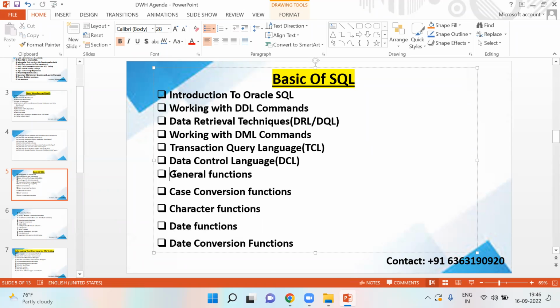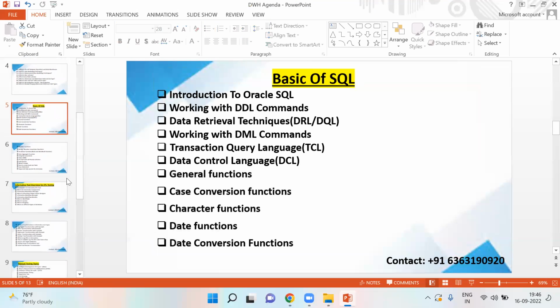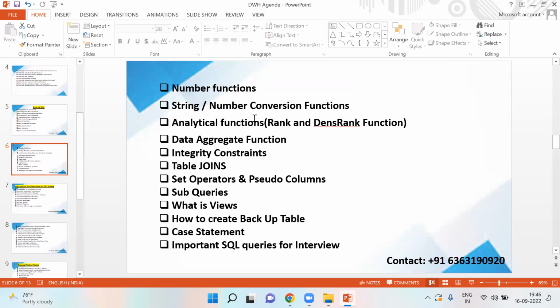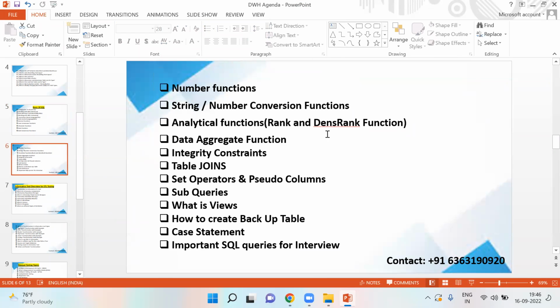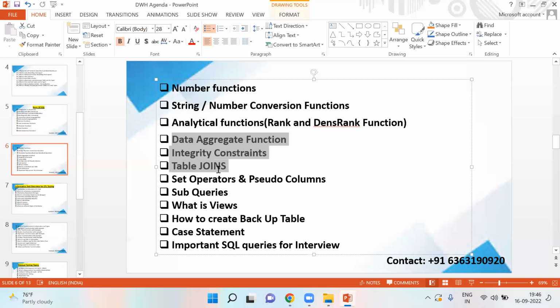We will take approximately 3 classes for the general functions, because this is very important from the interview perspective, as well as when you join the company. If you are assigned a real-time project, these are the functions you are going to use directly in your project. So these are very important. I will not leave out even one percent of what is important from the interview perspective.